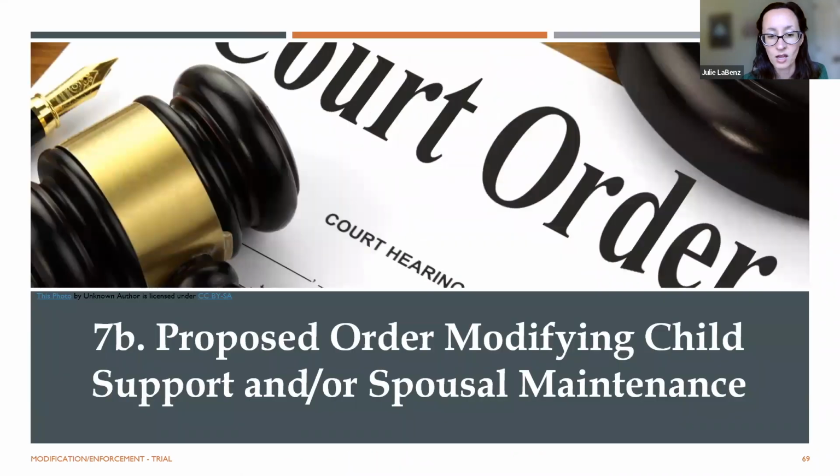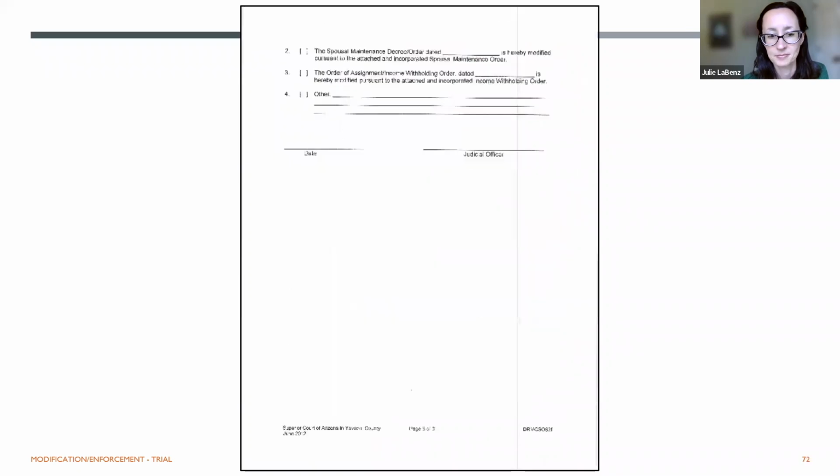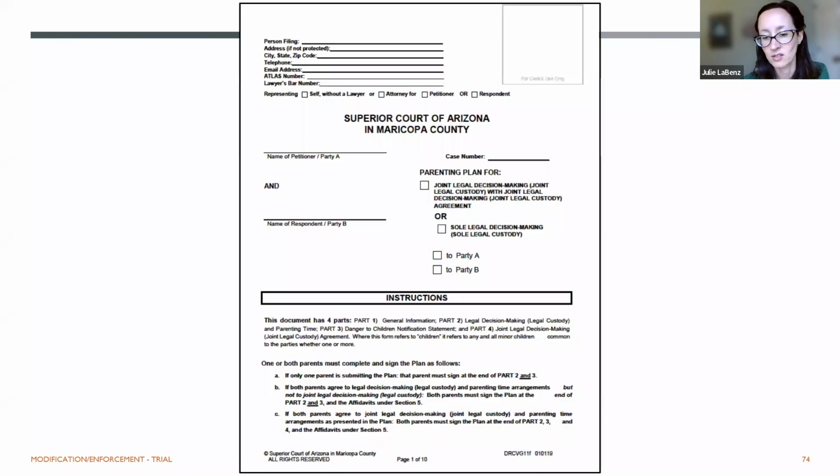And then if you have a modification of child support and/or spousal maintenance, here's a form to use just for child support or spousal maintenance. And then here's where you could put the terms of the modified parenting time if parenting time is modified, and this could be attached to the proposed order.